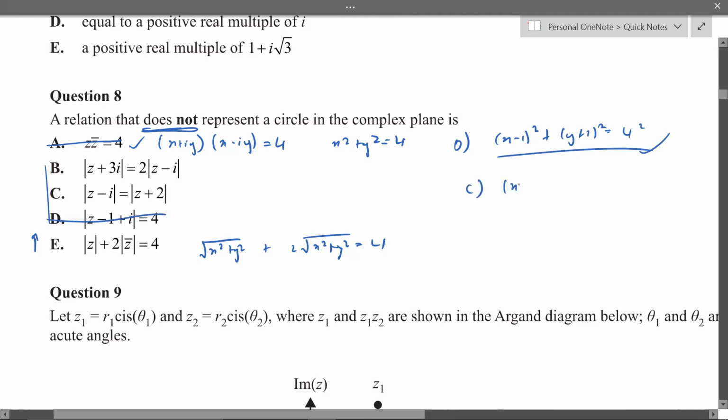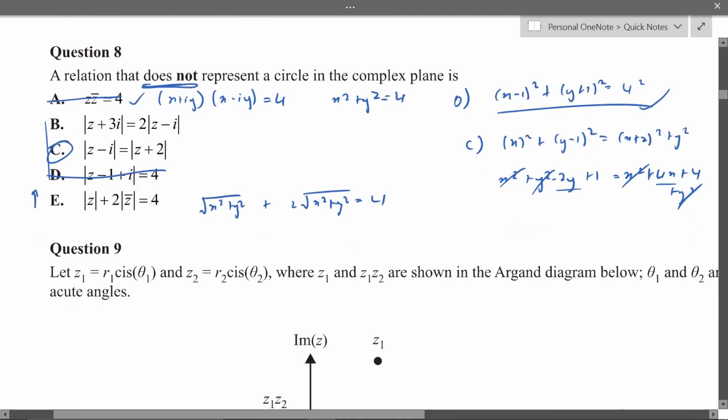C, x squared plus y minus 1 squared equals x plus 2 squared plus y squared. So this one we know is not going to be a circle, because if you expand all the terms like this, you can see that the squared terms on both sides cancel, so you're left with a linear equation. So C is your answer, and that helps because you don't have to figure out what this is.